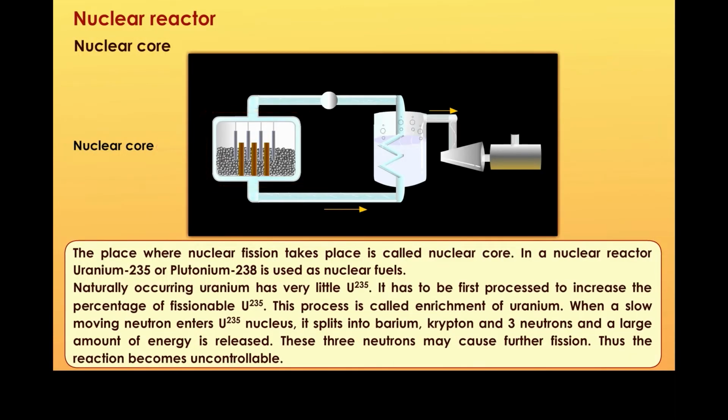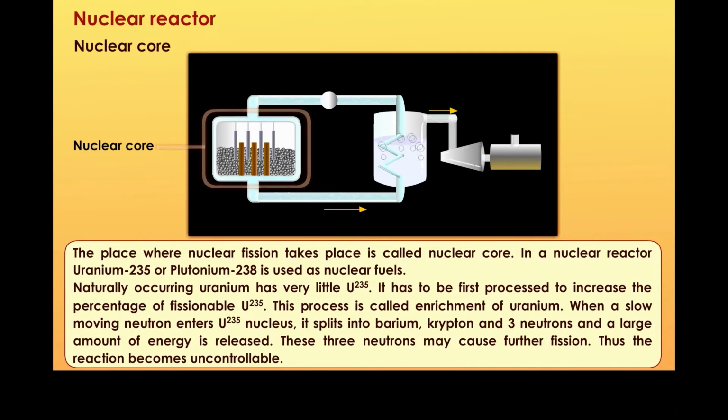Nuclear core. The place where nuclear fission takes place is called the nuclear core. In a nuclear reactor, uranium or plutonium is used as nuclear fuel. Naturally occurring uranium has very little uranium-235. It has to be first processed to increase the percentage of fissionable uranium. This process is called enrichment of uranium.